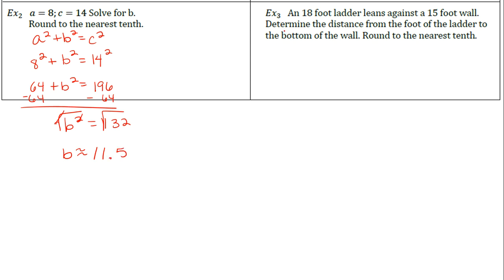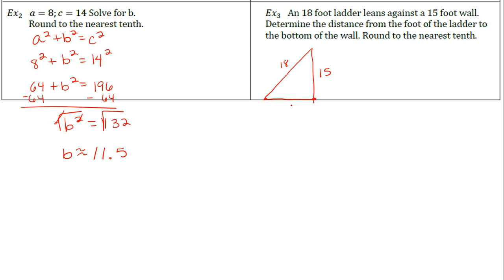Example 3. An 18-foot ladder leans against a 15-foot wall. Determine the distance from the foot of the ladder to the bottom of the wall. So here's our picture. Here's our wall. It's 15 feet. Our ladder is leaning. I'm going to assume it's leaning to the top of the wall. And it wants to know the distance between the foot of the ladder and the base of the wall.